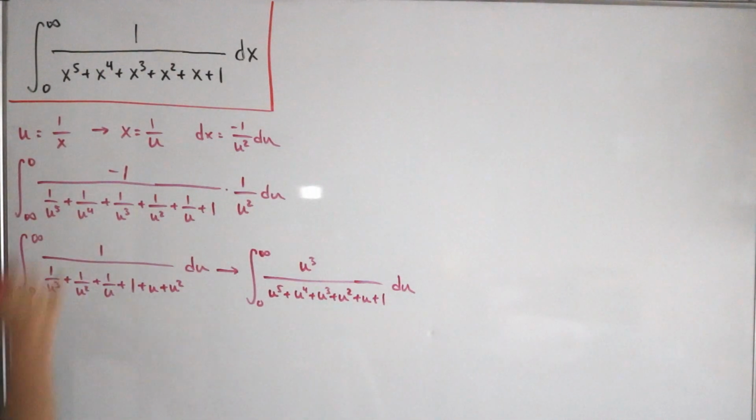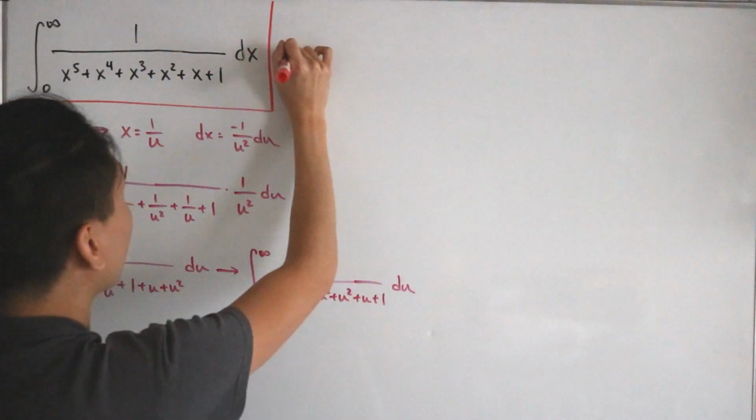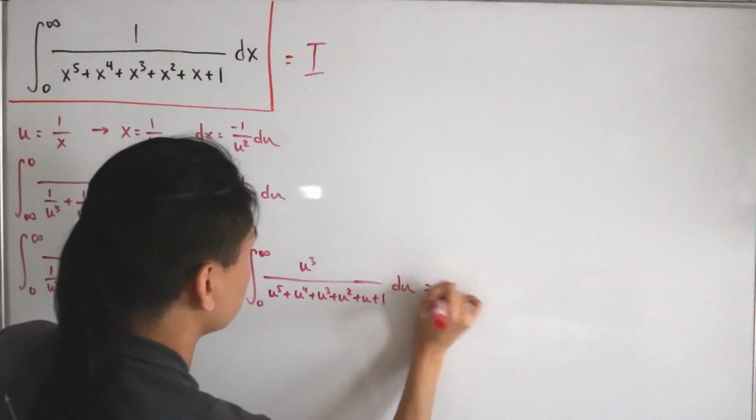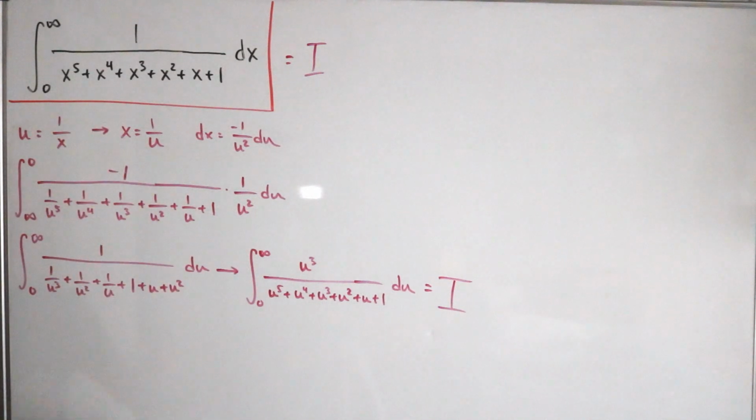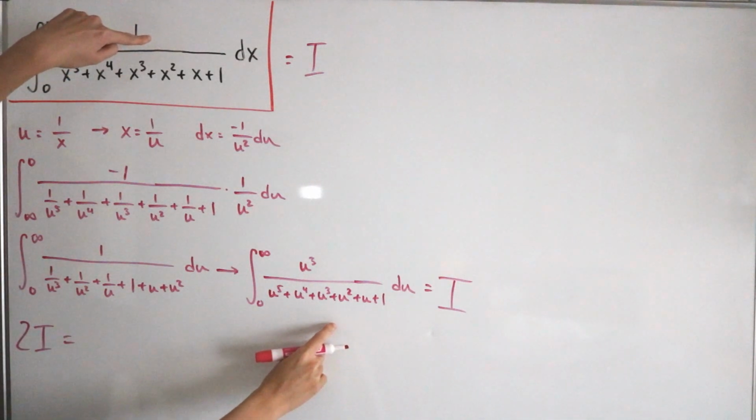And what you'll notice is that these two are equal to each other, so I'll call this I, and this is the same thing as I as well. So now with that in hand, we'll double the amount of I, so 2I, and I'm going to take these two and add them together.